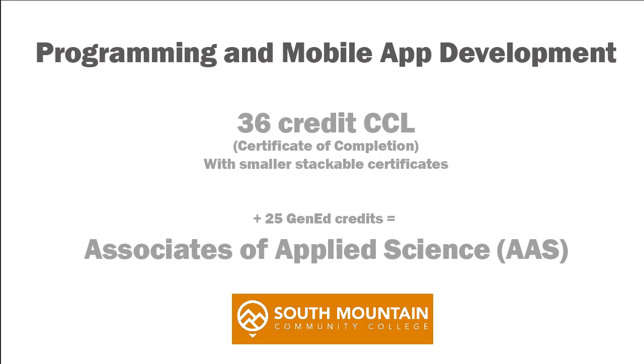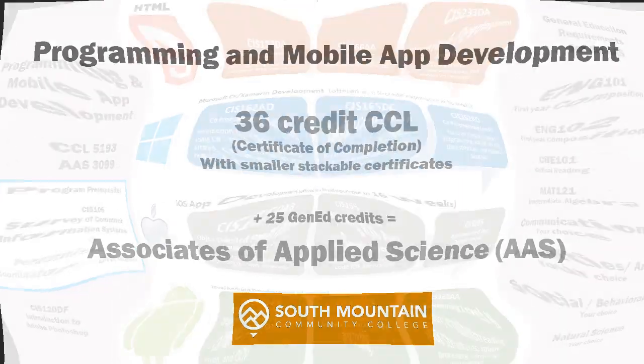The Programming and Mobile App Development program at South Mountain Community College is a 36 credit certificate of completion, or CCL, as we abbreviate it, and it does contain some smaller stackable certificates, which at the moment are planned to be reworked. If you add in the 25 credits of Gen Ed, general education requirements, such as your math, your English, and your sciences, you can get an Associate of Applied Science, or AAS, degree. Let's look at some of the details of this program.